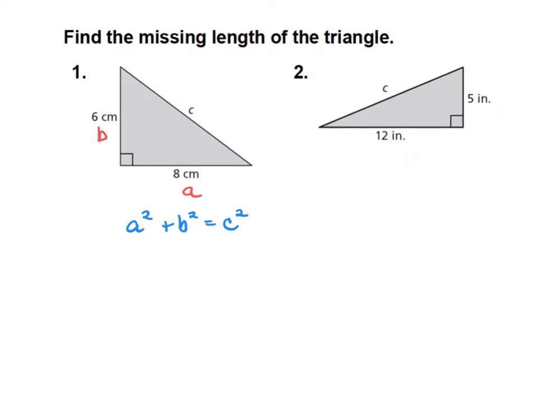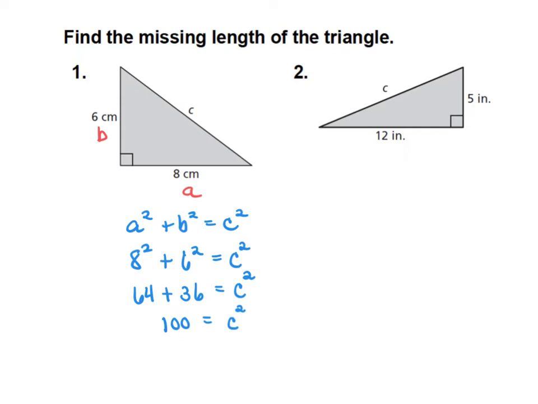Now we are going to plug in our values. If this is our A, then we are going to use 8 for A. So we have 8 squared plus our B is 6 squared, and we're trying to find our unknown C squared. Now we are going to square: 8 to the second power is 64, 6 to the second power is 36, and this still equals C squared. 64 plus 36 is 100, so we know that c to the second power equals 100.